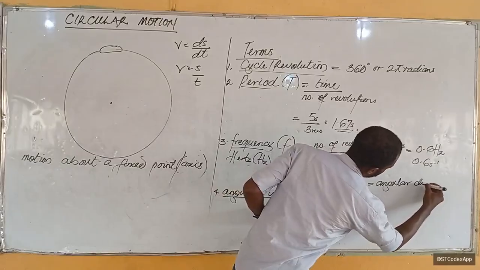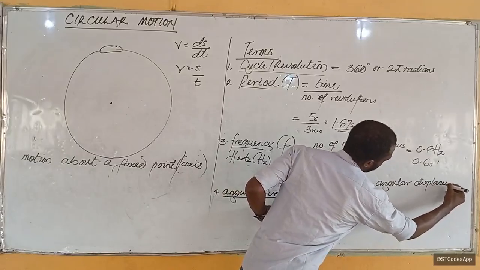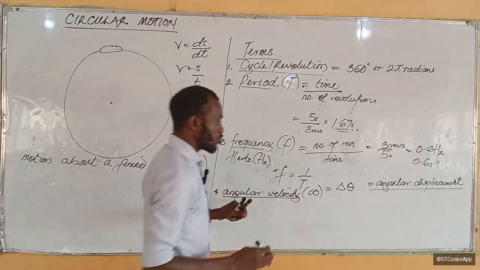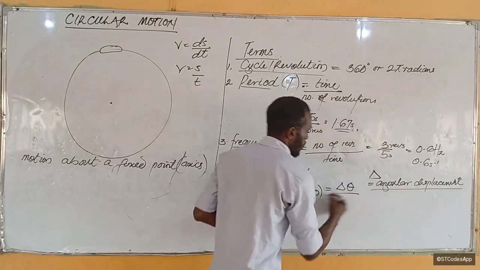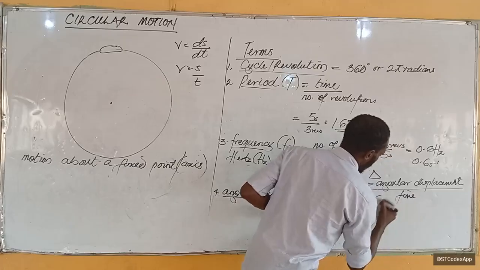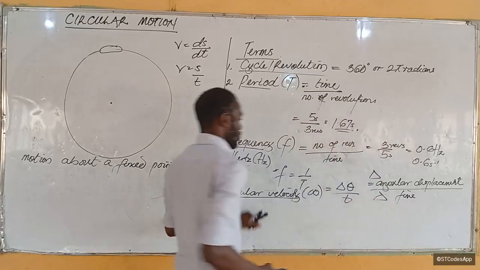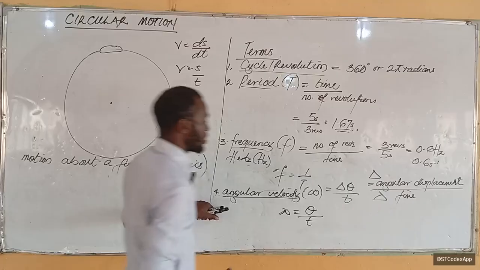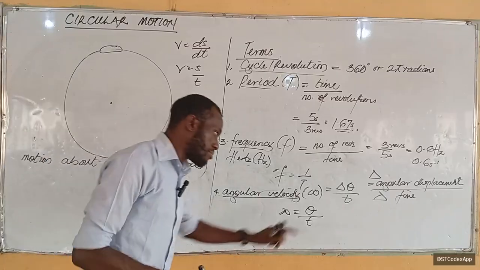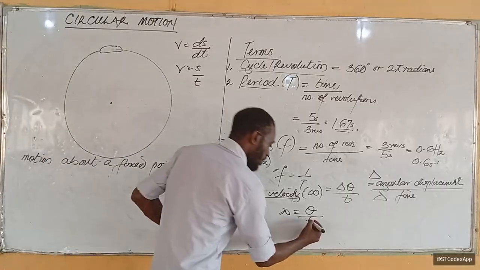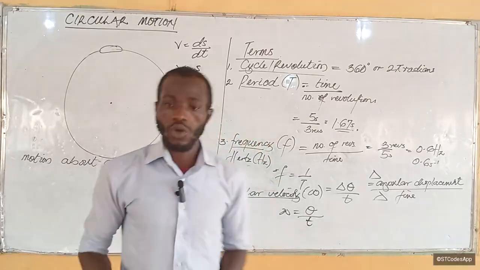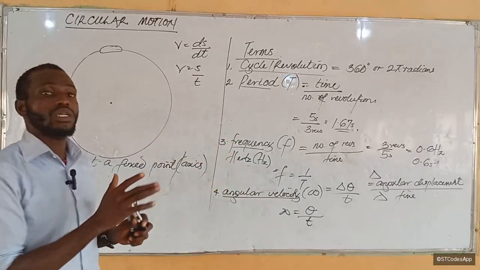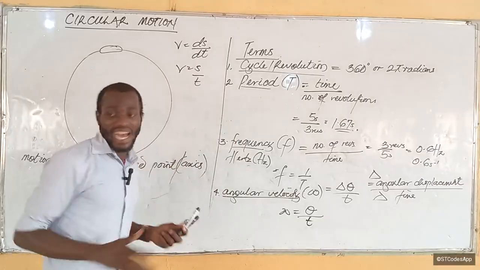So this will be angular displacement. Angular displacement is denoted by theta. So change in angular displacement over change in time, okay? If this be the case, then I can say that omega is equal to theta over time. Now recall that this time is not the period. This one is the time taken to complete a particular angle, a particular distance along the circle.